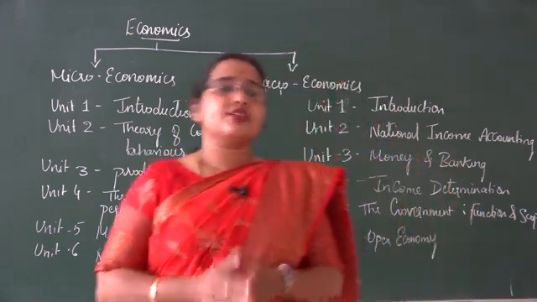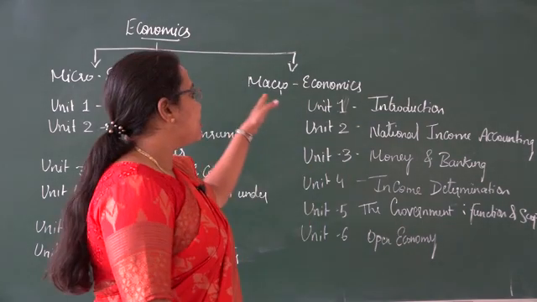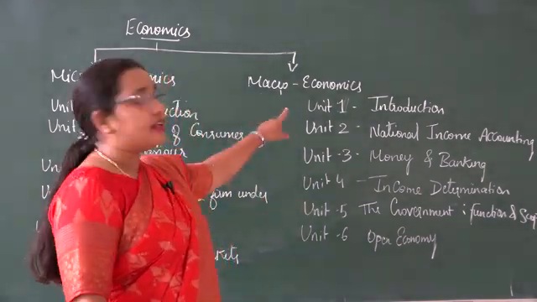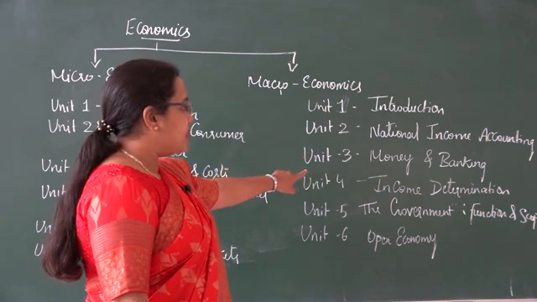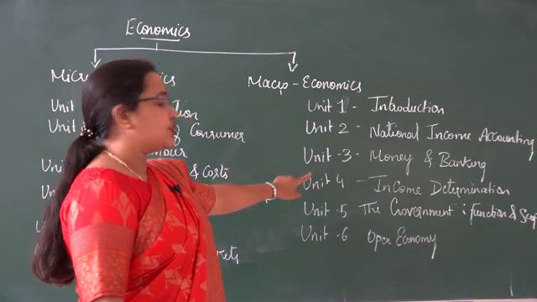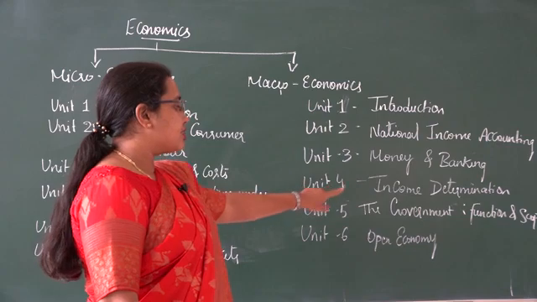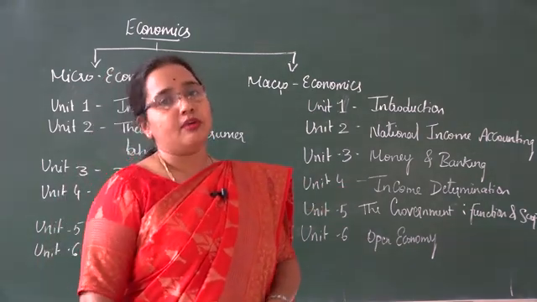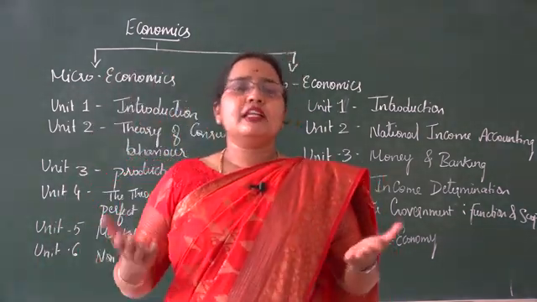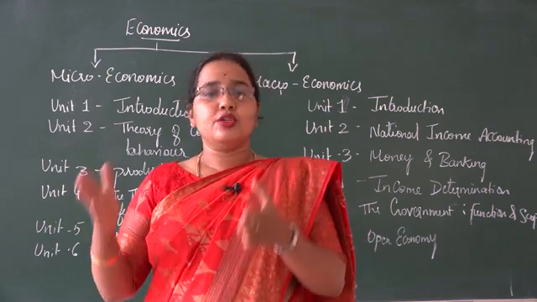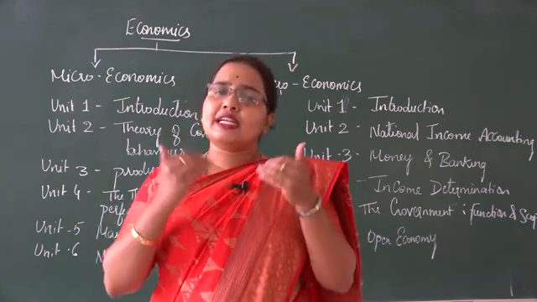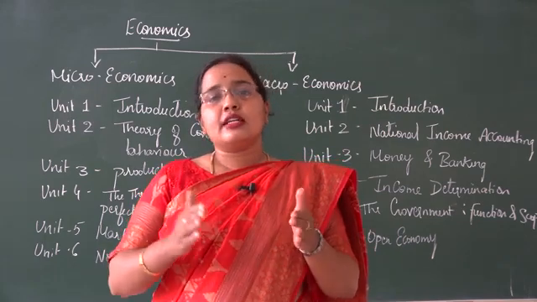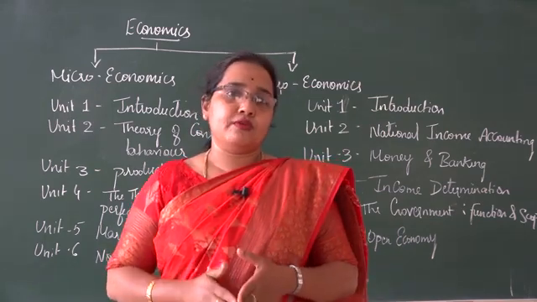And the second section, that is macroeconomics, consists of 6 other units, including introduction, national income accounting, money and banking, income determination, the government, function and scope, and open economy. Students, if we blindly look into these 12 units that you are going to study, it may actually confuse you. So let us first understand what is micro and macroeconomics.